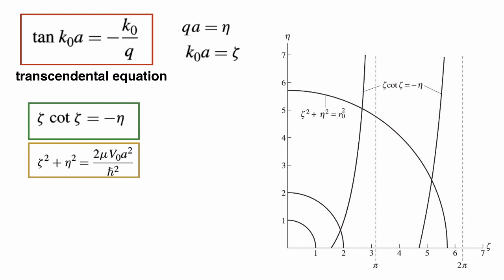We find a number of circles of radius, as I said, r0 squared given by what's written in the yellow box, and then we have the other equation as well. Of course, we only consider the positive zeta and the positive eta, for obvious reasons, because q and k0 are positive and a is positive. And of course, we need both of those equations to be true at the same time.